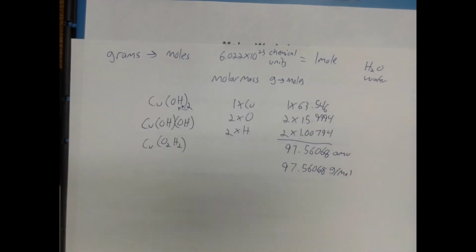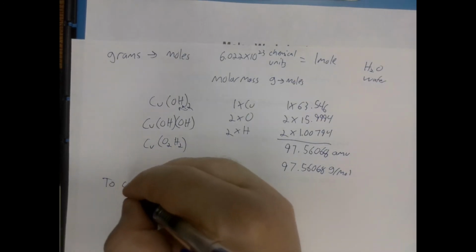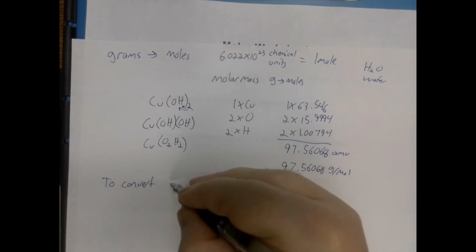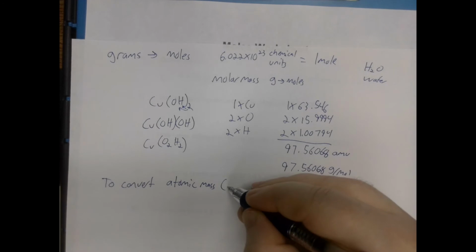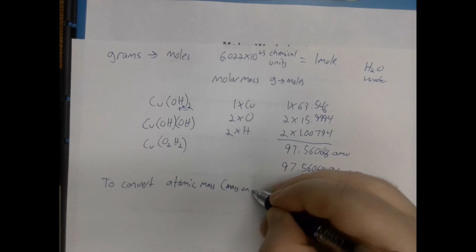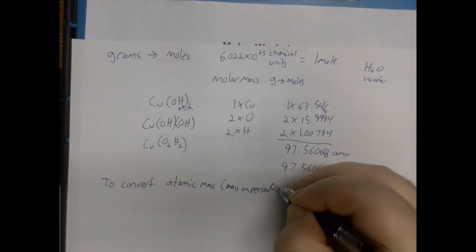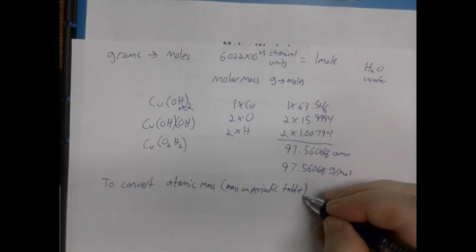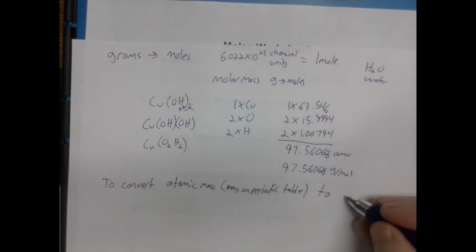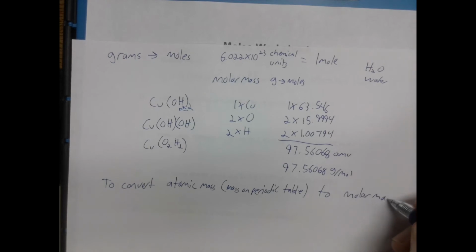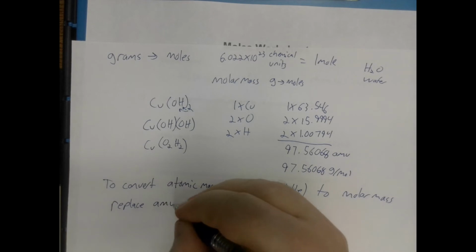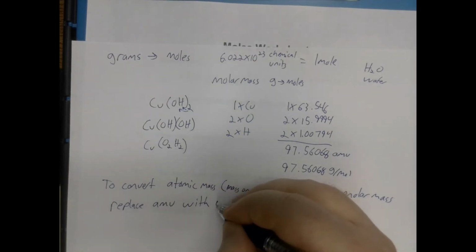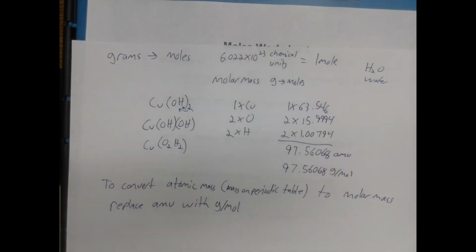I'll write that in words. To convert atomic mass, this is the mass on the periodic table, to molar mass, replace AMU with g/mol. And the abbreviation for mole is MOL.